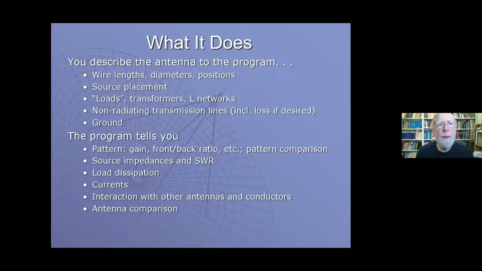And you describe the antenna to the program as a group of straight wires. You can approximate circles with straight wire segments. You make polygons. You can put in sources, loads, traps, loading coils, and so forth, transmission lines, and ground, sort of ground, and get the results. And it'll tell you the pattern, gain, front to back ratio, anything you want to know about it.